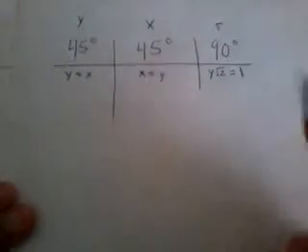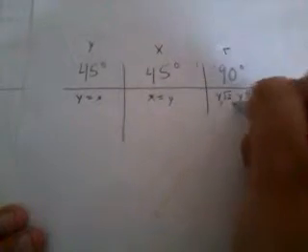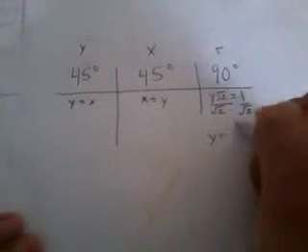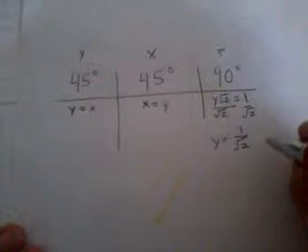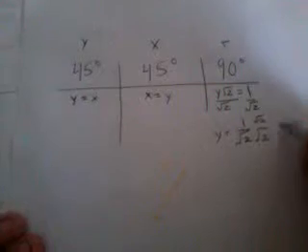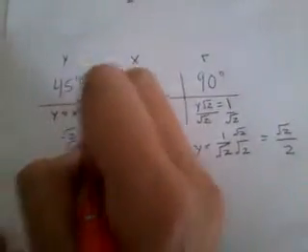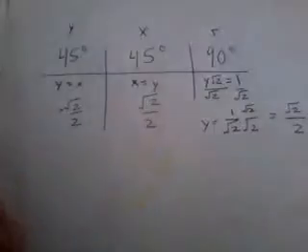And since we know that our hypotenuse is 1 already, now what we have to do is solve. So we divide by radical 2, and we get y equals 1 over radical 2. But since we can't have radicals at the bottom, we will multiply by radical 2, and you get radical 2 over 2. So that's the length of y. But y is equal to x, so x is also radical 2 over 2.